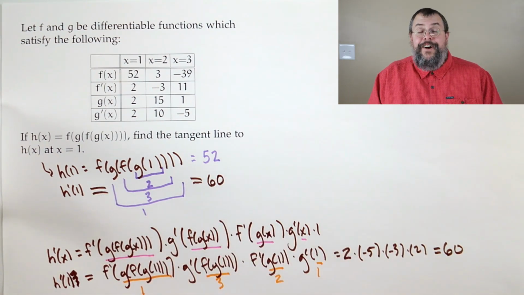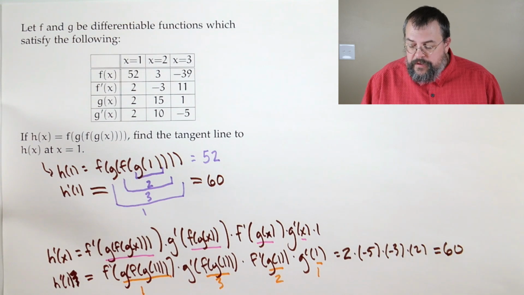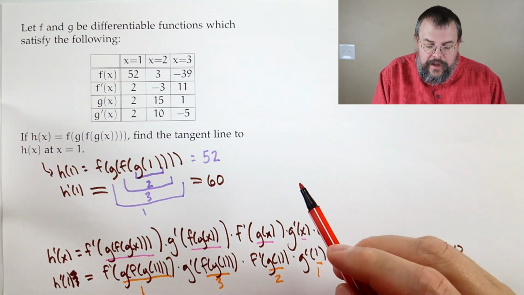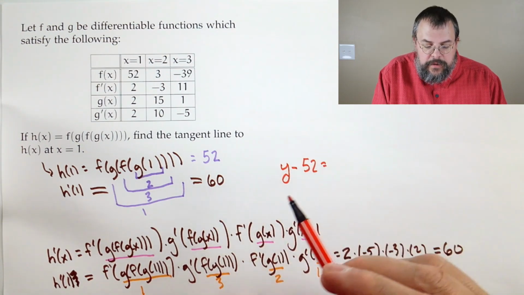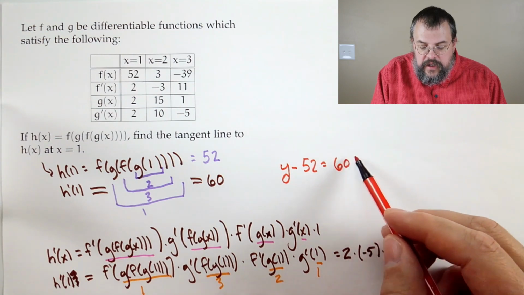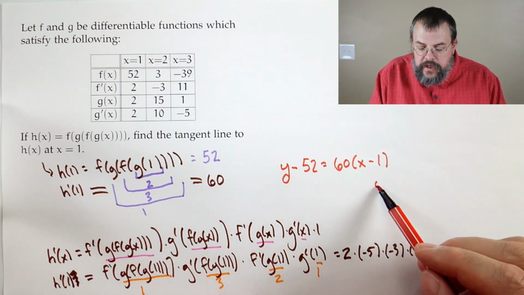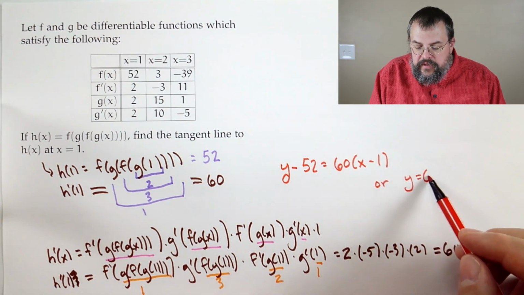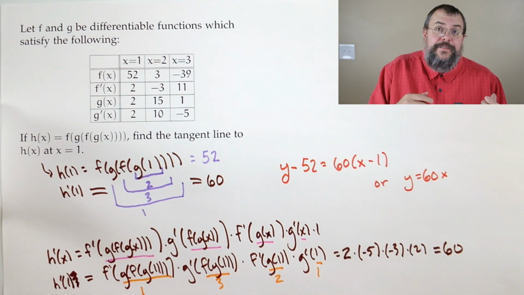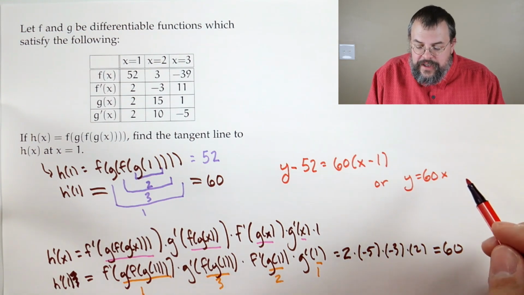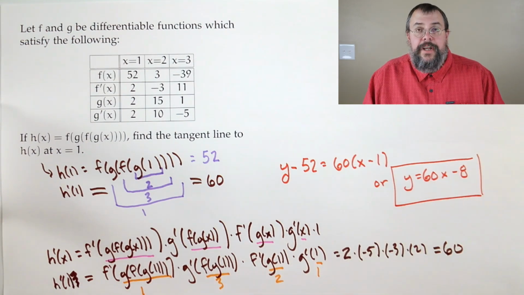There we go. Now I know what the value of the function is, and I know the value of the derivative. So I put these two pieces of information together, and I can say that y minus the y value, 52, is equal to our slope, 60, times x minus the x value, which is 1. Or we could say y equals 60x, then subtract 60, add 52. Negative 60 add 52 is minus 8. And that is our tangent line.